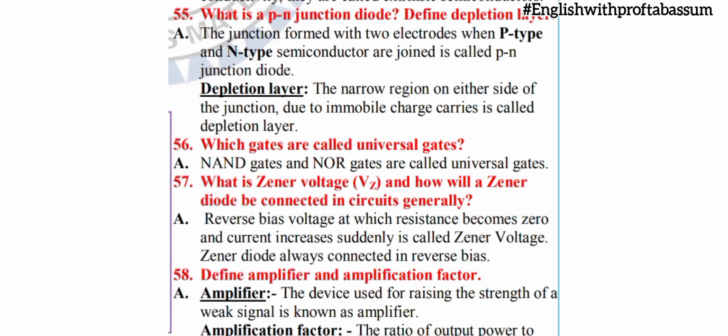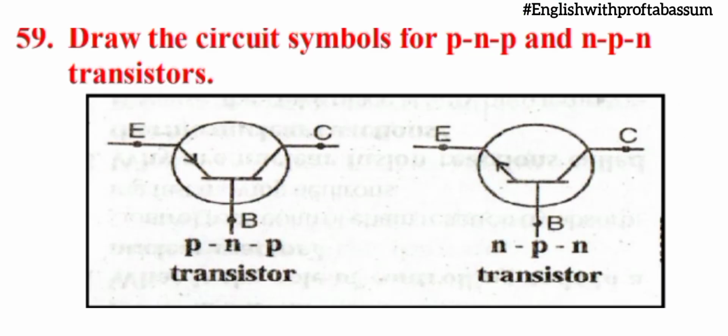What is a p-n junction diode? Define depletion layer. Which gates are called universal gates? What is Zener voltage? And how will a Zener diode be connected in circuits generally? Define amplifier and amplification factor. Draw the circuit symbols for PNP and NPN transistors.